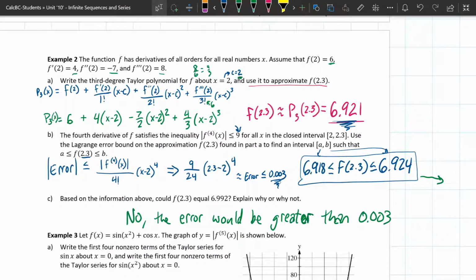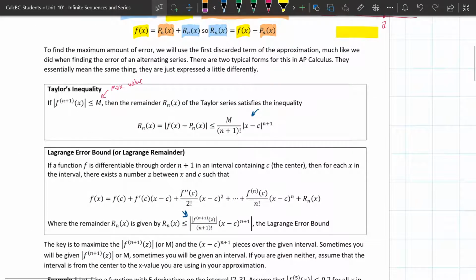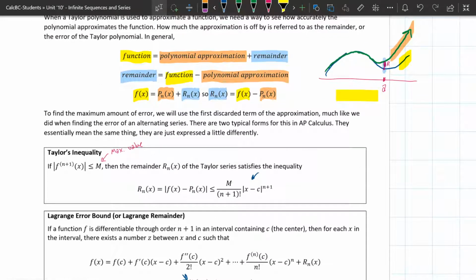Again, using that Lagrange error bound, using either of these two representations to show the remainder and how it relates to the actual function value and the polynomial approximation. We'll look at some more examples in our next video.